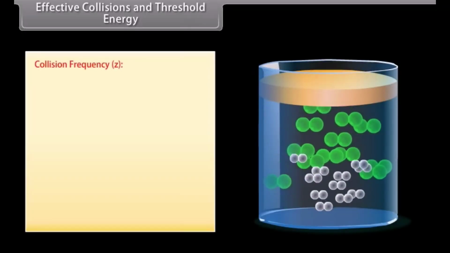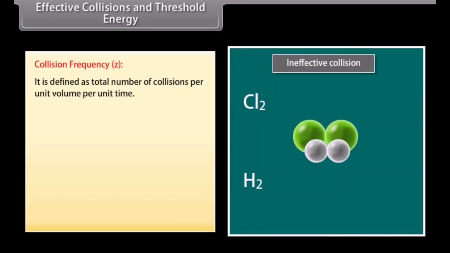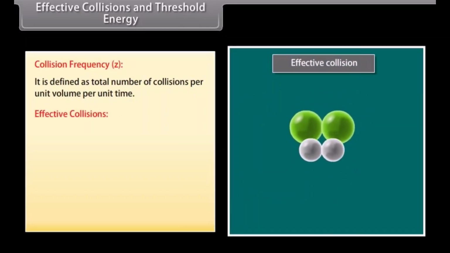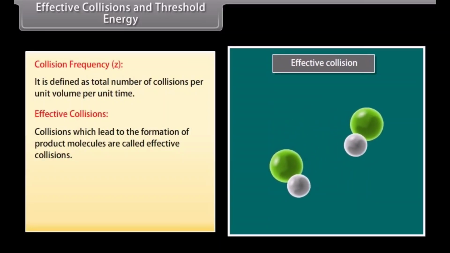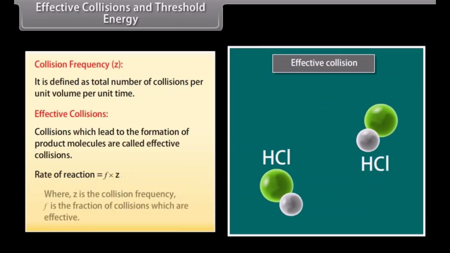Effective collisions and threshold energy. Collision frequency is defined as total number of collisions per unit volume per unit time. Effective collisions: collisions which lead to the formation of product molecules are called effective collisions. Rate of reaction is equal to f multiplied by Z, where Z is the collision frequency and f is the fraction of collisions which are effective.